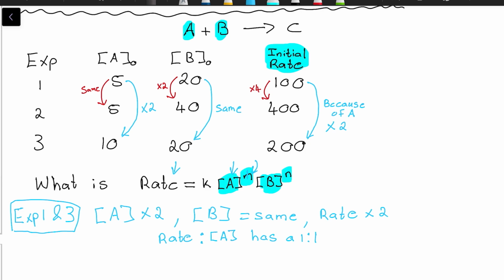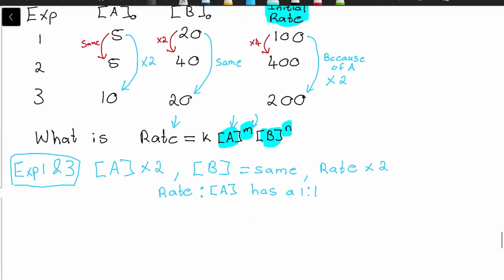So meaning the only way that I get a 2 here and a 2 here is if I have 2 to the power 1, right? I can't have a 2 on both sides if I had 2 to the power 2, for example. Then I would get a 4 on the left-hand side. So therefore, it means that the power m has to be 1.